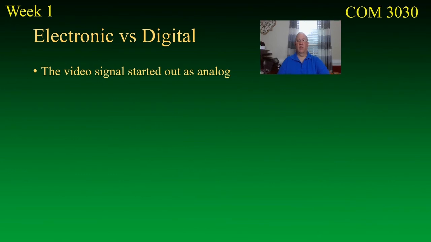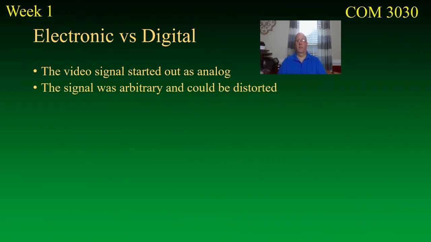Okay, so the video signal started out as analog. We've said this before. The signal was arbitrary and could be distorted. That's important to understand: if you have an analog signal, let's say you got a bad cable, you can have an intermittent connection, you may lose color information. Now, if you get a digital signal, usually, not always, but usually, if anything goes wrong at all, it just stops working. Which can be worse, meaning that you might be able to fix a bad video signal, but a completely non-existent digital signal you may not be able to do anything with.